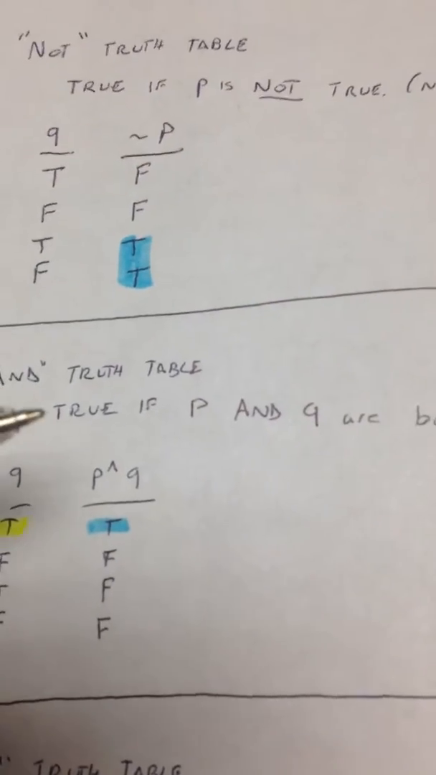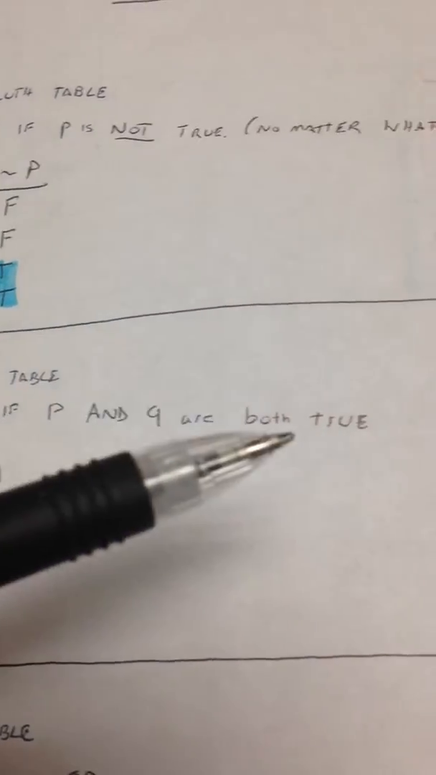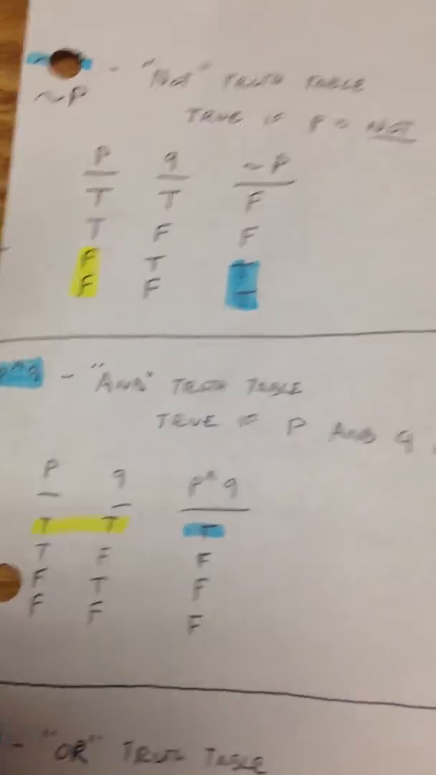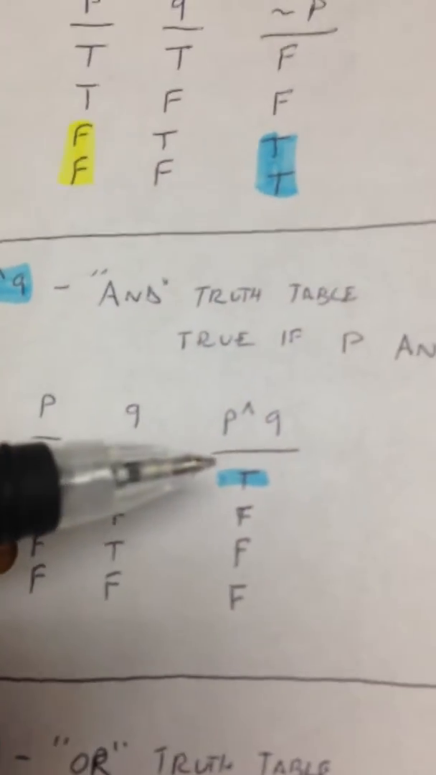And truth tables are true if P and Q are both true. So and, true and true. Got it? So if we've got true and true, then P and Q is going to be true. True and false, false and true, false and false, all of those are false because they're not both true.